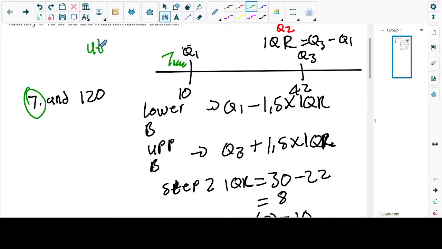How is outlier written? It's O-U-T, and then L-I-E-R. Outlier.